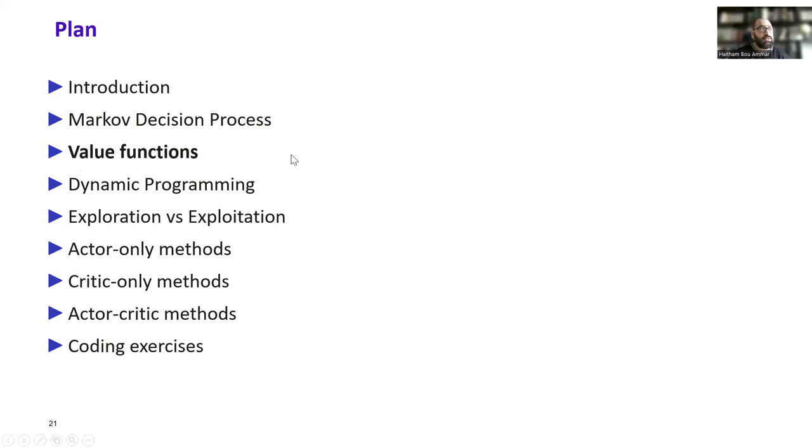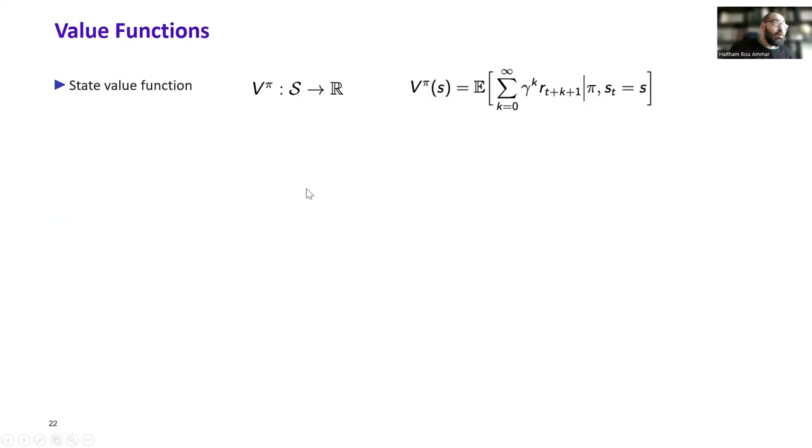So what are value functions? Now, there are two types of value functions we would be interested in. One is called the state value function, and the other is called the state action value function, or we call it the Q function, right? So if you heard about DQN, Q learning, and so on, this is the Q function, which we're also going to discuss. But let's start with the state value function.